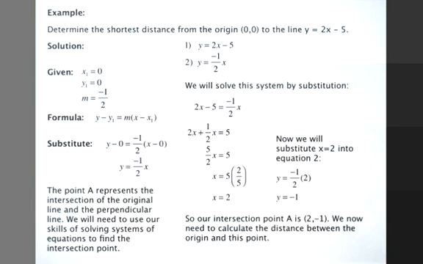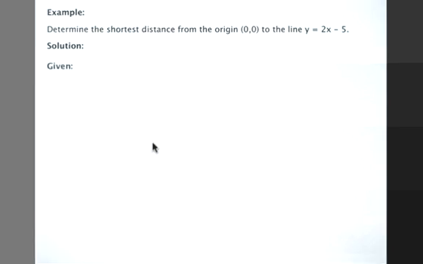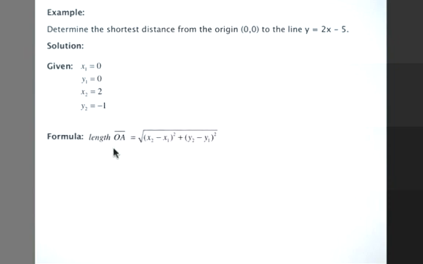So now we can calculate the distance between the origin and point 2, negative 1. So we're given x1 is 0, y1 is 0, that's the origin point. x2 is 2, y2 is negative 1, that's the intersection point A. So our formula for the length of a line segment is given here, and we can substitute in.